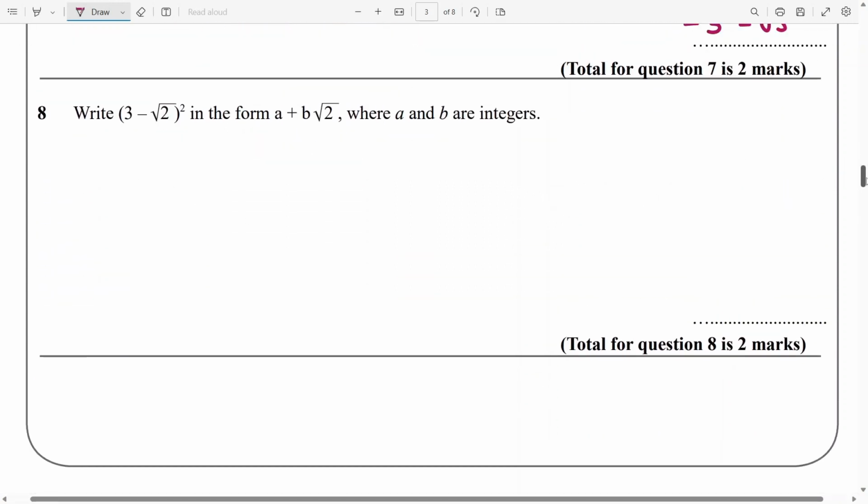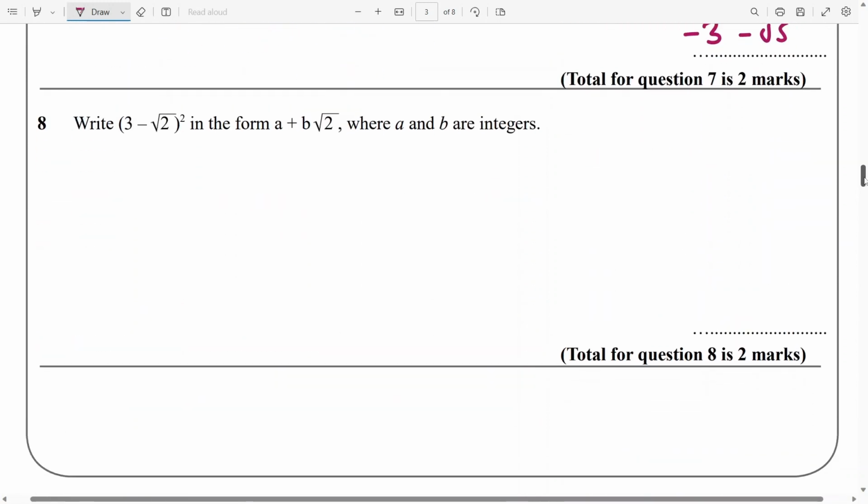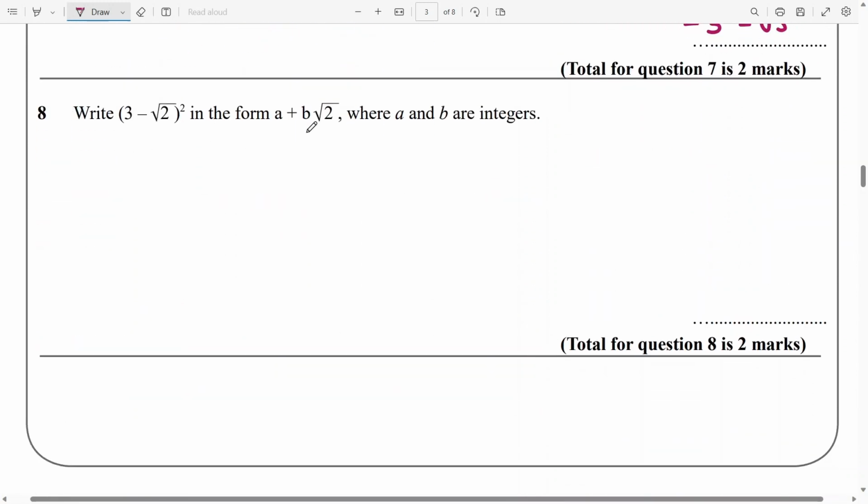And then, of course, let me check this. Okay, good. So number 8 says write this in the form of a plus b root 2, where a and b are integers. So because this is squared, we're going to expand it.